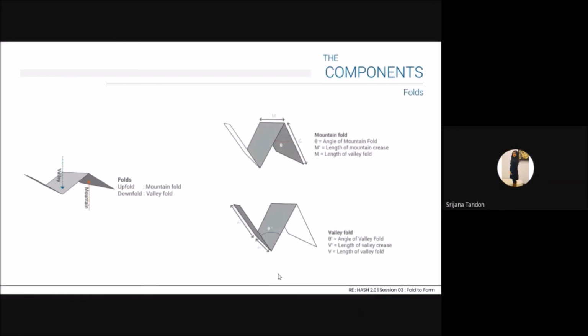The base folds remain the mountain or the upfold, and the valley or the downfold. These folds have additional properties which, as seen here, include theta or the angle of fold and the length of its creases.